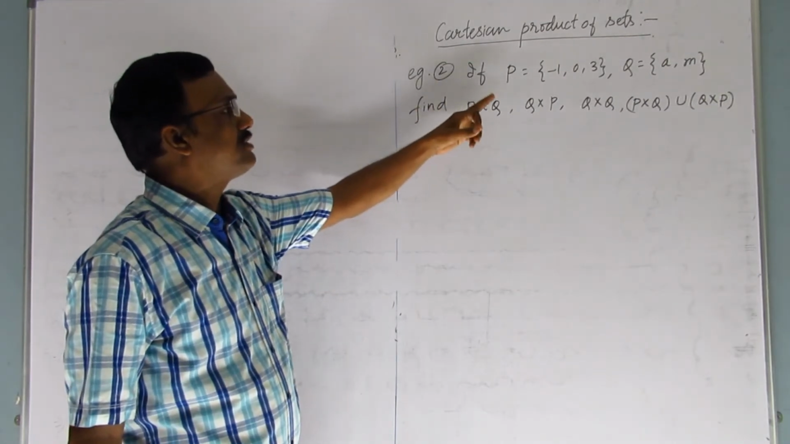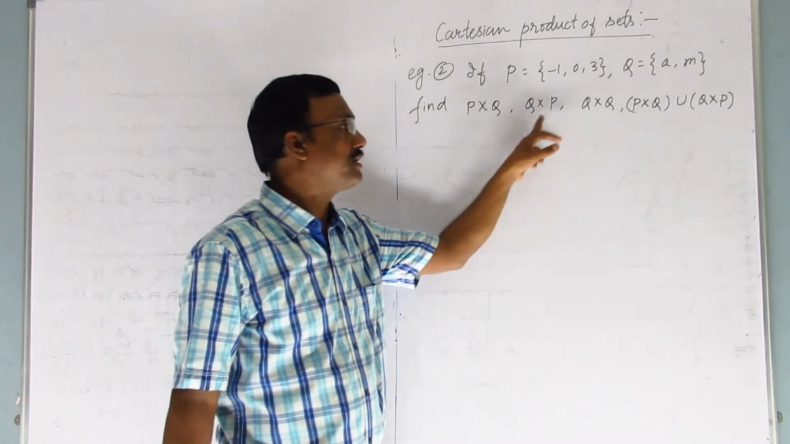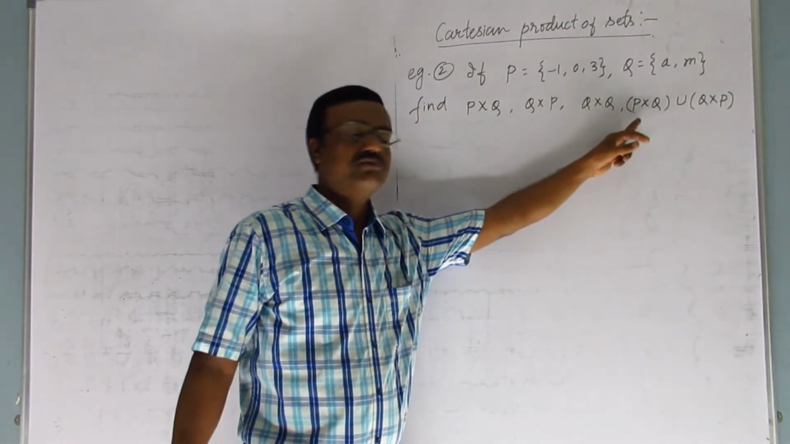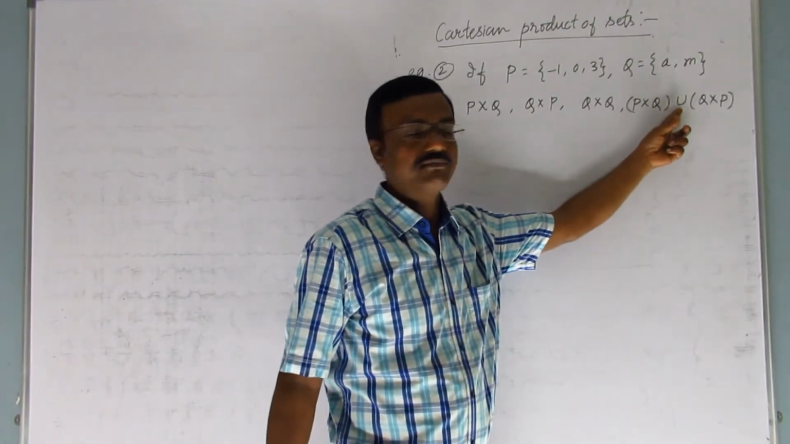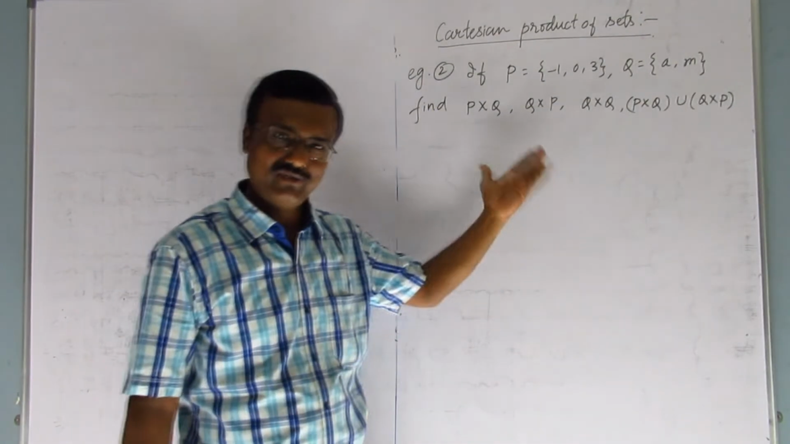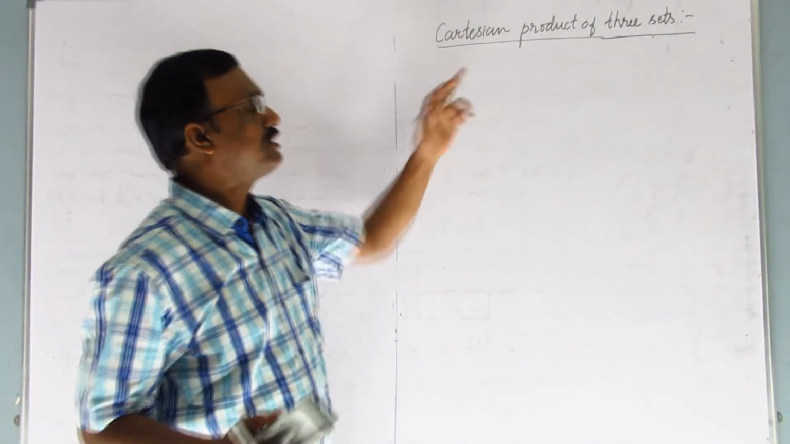So P is -1, 0, 3, Q is A, M, and you have to find out P cross Q, Q cross P, Q cross Q. And I have changed the question. Instead of intersection, now I have given union to find out. Now see Cartesian product of three sets.